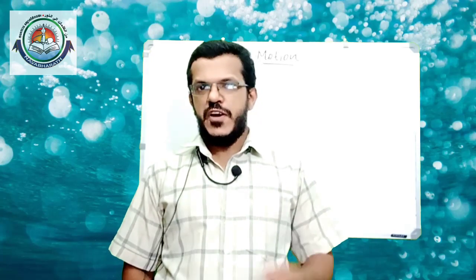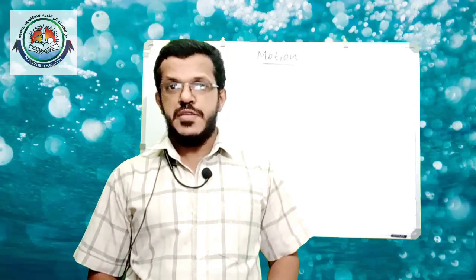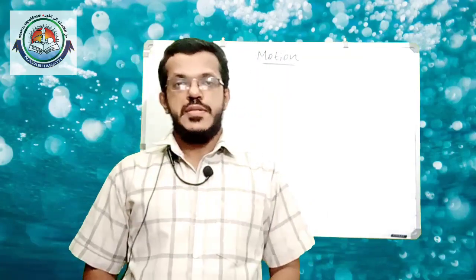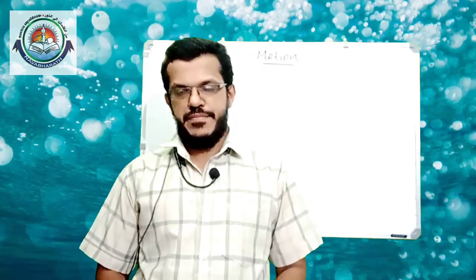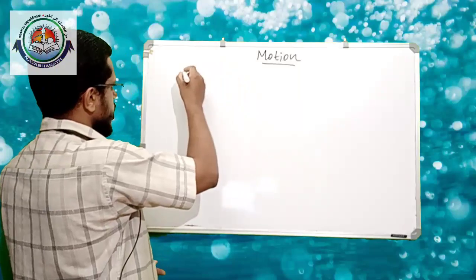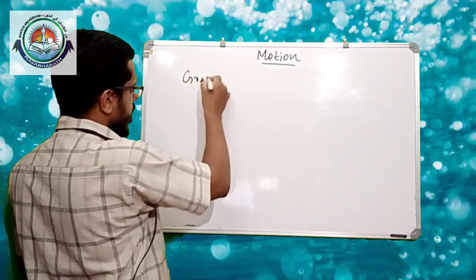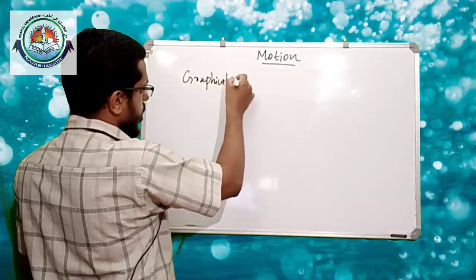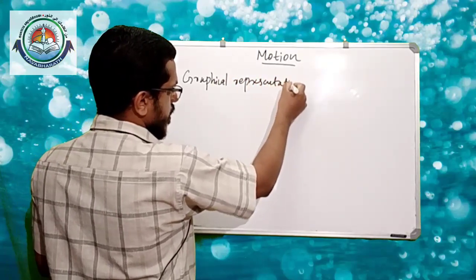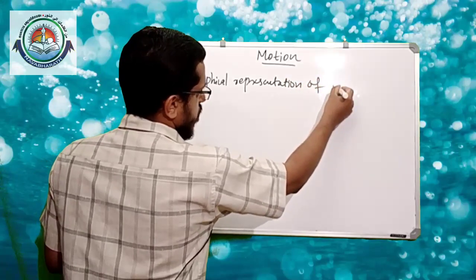Today we are going to discuss 9th standard physics, the chapter named Motion. We are going to our balance portion of this chapter, that is graphical representation of motion. What is that? Graphical representation of motion.